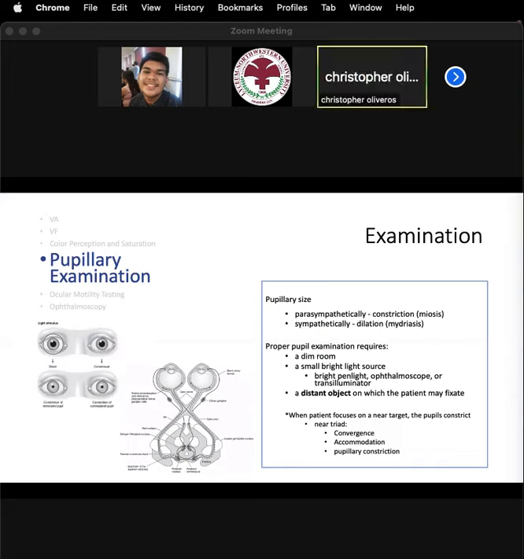If you present a near target to the patient, the eyes will converge on the target and also constrict. So it may give you a false examination of the pupils. So the patient should be fixating on a distant object.